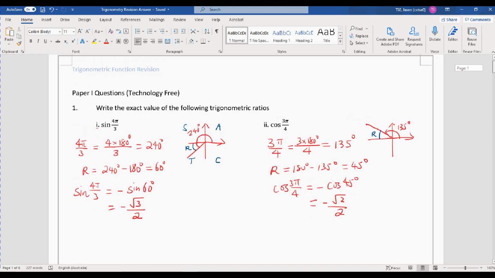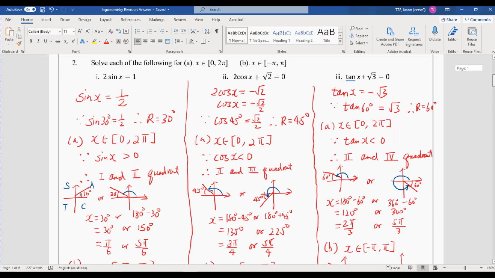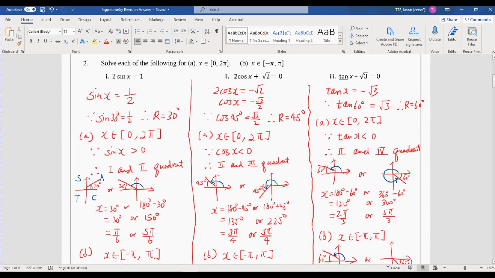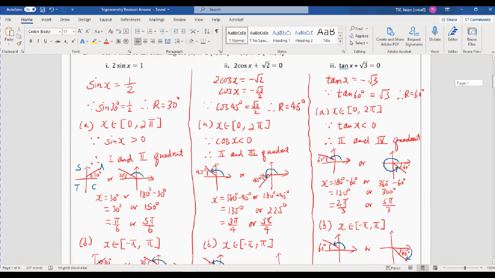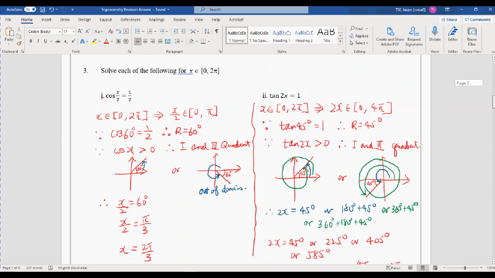So these are paper 1 questions about writing the exact value of trigonometry ratios. And these are solving trigonometry equations. And again, more solving trigonometry equations. But this time, the angle is a compound angle, right? You see the angle is x over 2, the other 2x. That means you change the domain.